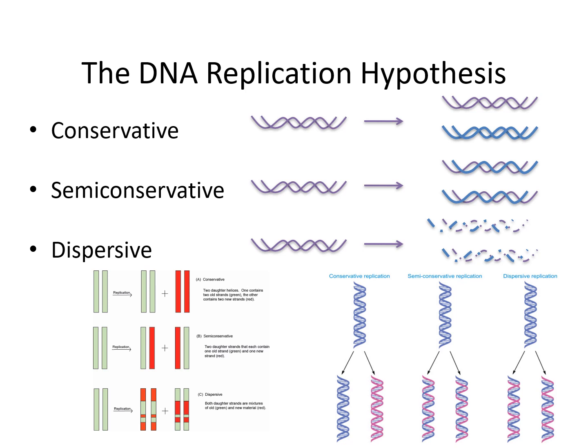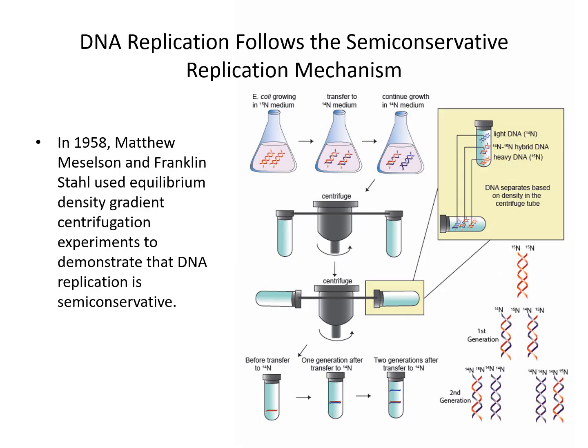And then another one is called dispersive. Basically, the dispersive means the newly synthesized DNA and the parental DNA are just randomly distributed in both double-stranded DNA. And to confirm the DNA replication mechanism, in 1958, Meselson and Stahl designed an experiment to determine the replication mechanism. What they did is they used the equilibrium density gradient centrifugation experiment. So they demonstrated that the DNA replication is semi-conservative.